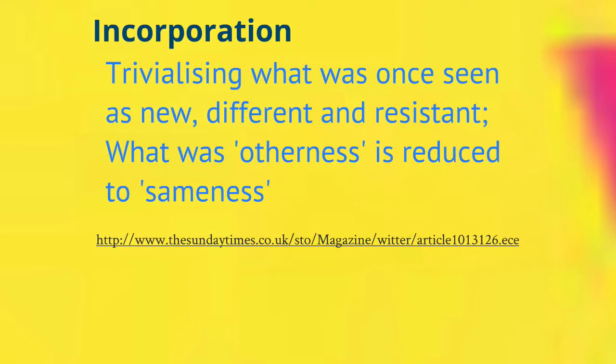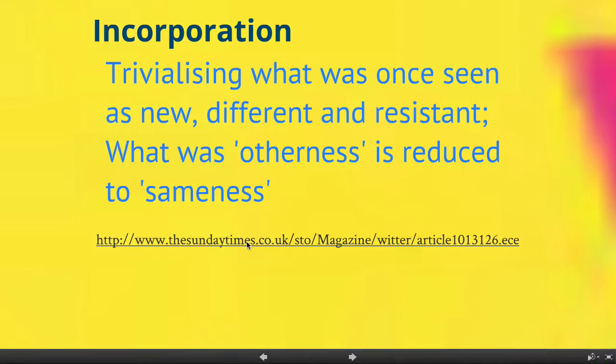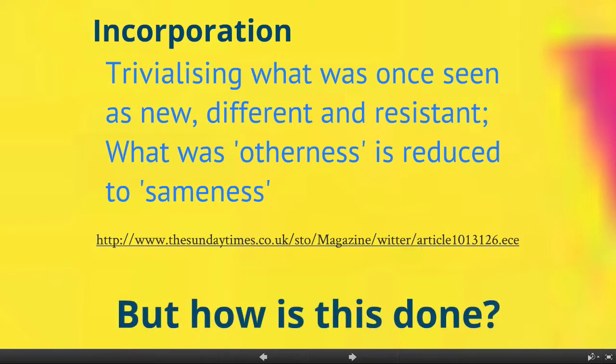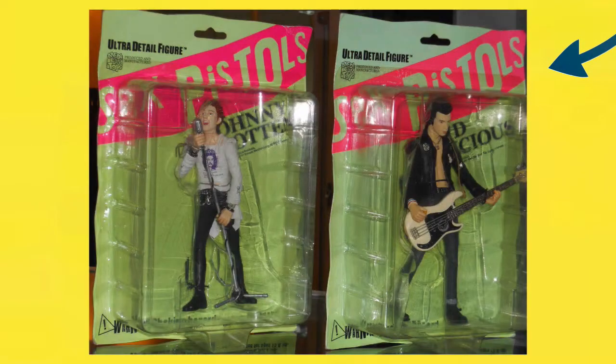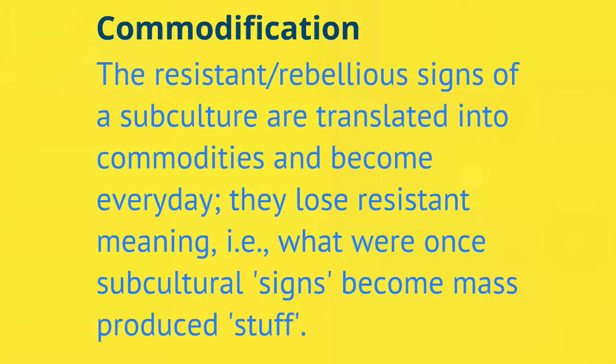I've inserted a web link here which would take you to an article in the Sunday Times asking about how resistant forms of popular music are contained or incorporated by mainstream social forces, and that's where we end up with things like your Johnny Rotten or Sid Vicious Sex Pistol doll. Not very punk rock. That's called commodification. And then I've defined it as just a big slab of text.